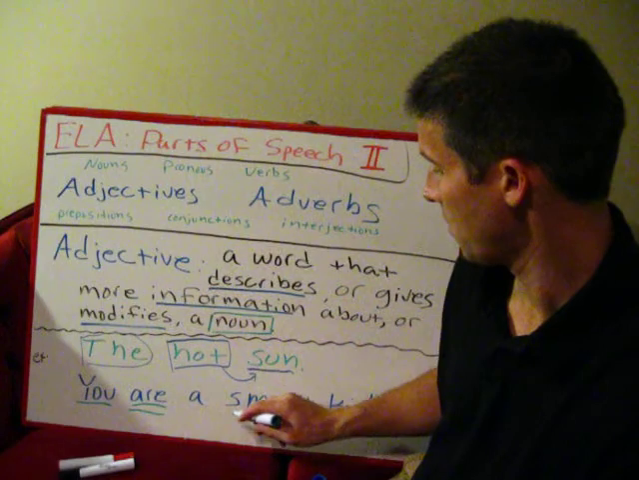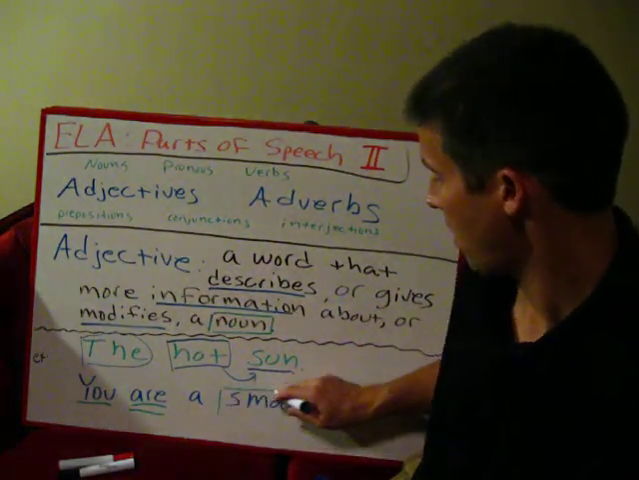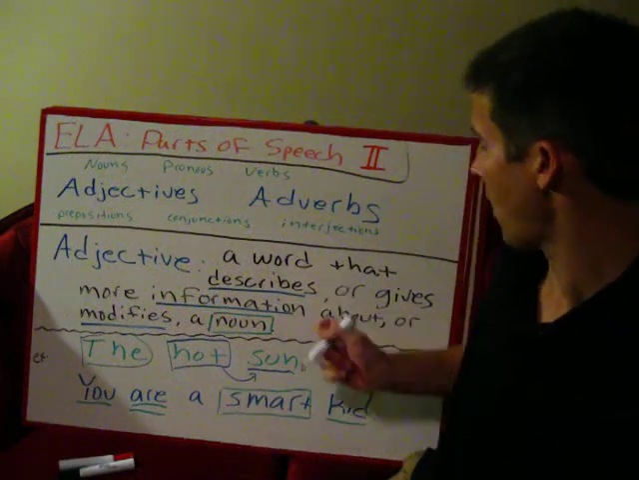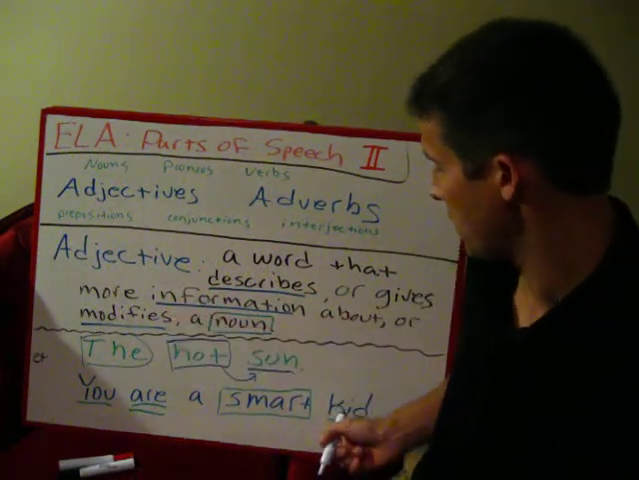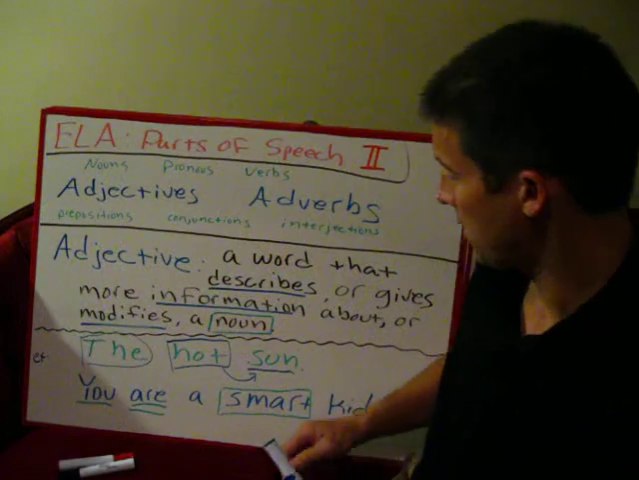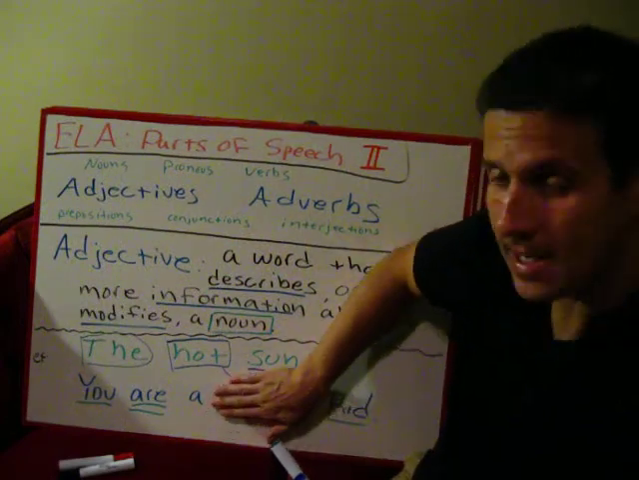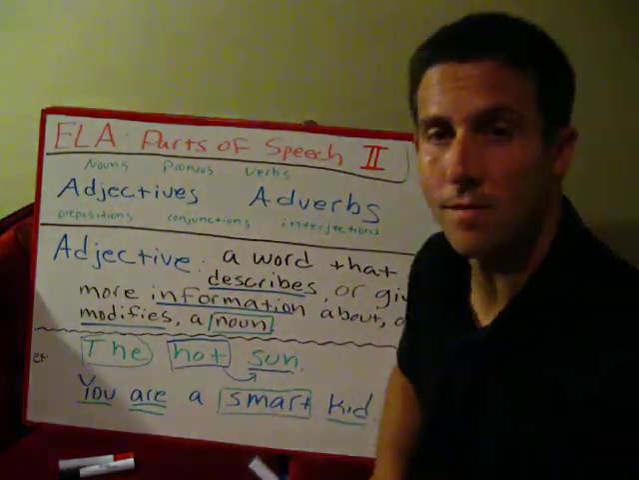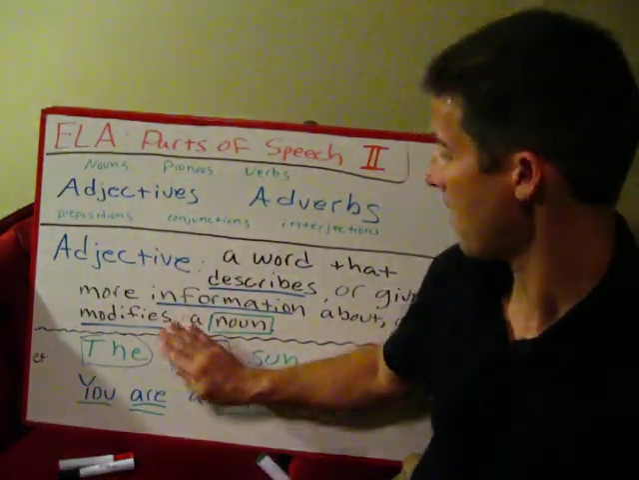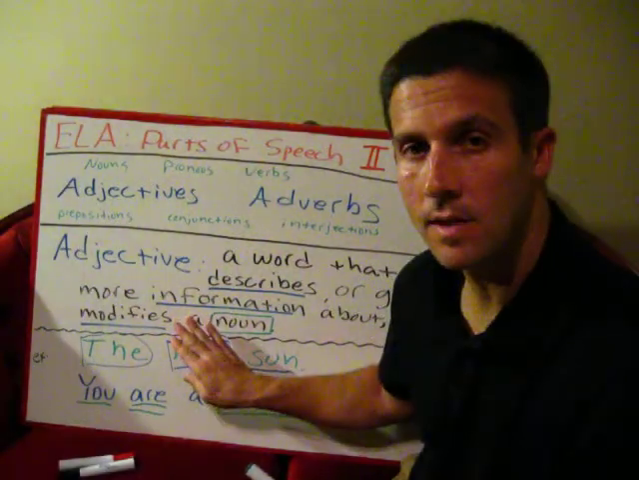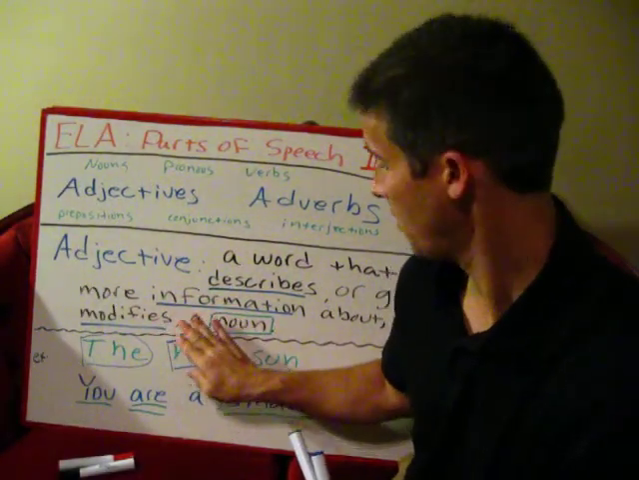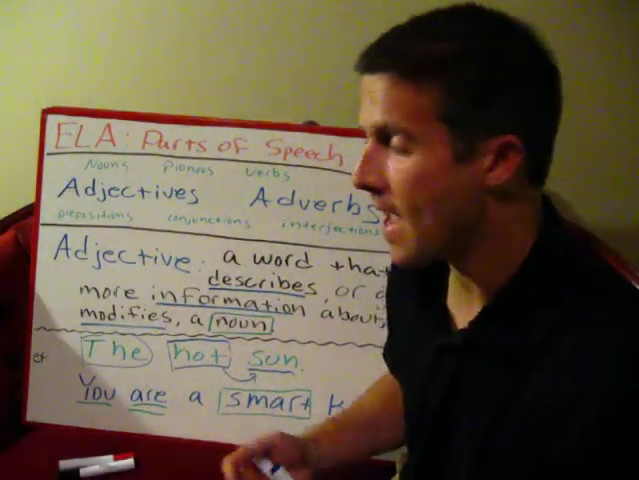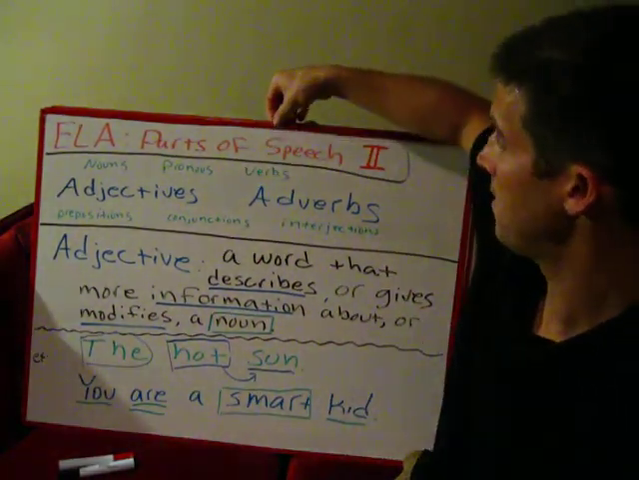That's right, the word smart. So smart is our adjective. Why? Because it describes and gives more information to the kid. I could just say, you are a kid, and that would be true. But smart gives more information. Just like I could say, the sun. But what about the sun? Well, let's give some more information to the noun. The hot sun. And that's adjectives for you.